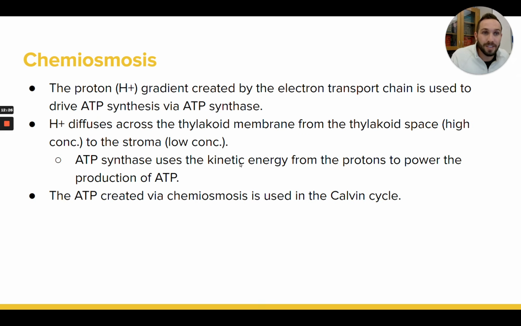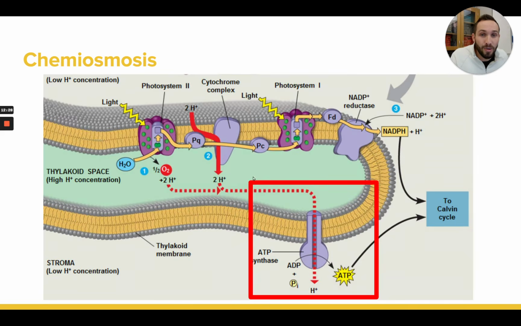There's a familiar protein also on this thylakoid membrane called ATP synthase. We've seen this guy before. ATP synthase is a protein that synthesizes ATP. It uses the energy from these hydrogen ions going back down their concentration gradient. That movement of hydrogen ions from an area of high concentration to an area of low concentration is going to power the production of ATP by ATP synthase. We call that process chemiosmosis. It's the exact same thing that happened in cell respiration.